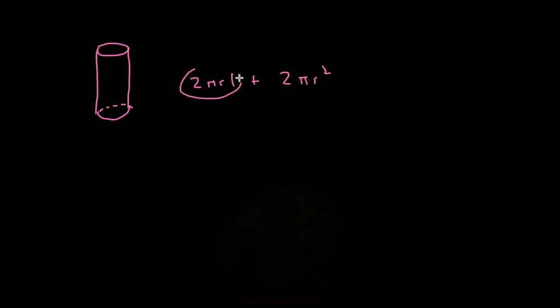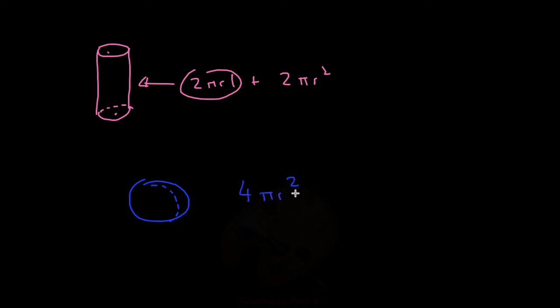So this part of the equation is this curved part, so all of this. And the 2 pi r squared is the area of this and this, right? Because pi r squared is the area of a circle, and it's twice that because there are 2 circles. Second, the surface area of a sphere, if I draw that here, is 4 pi r squared.